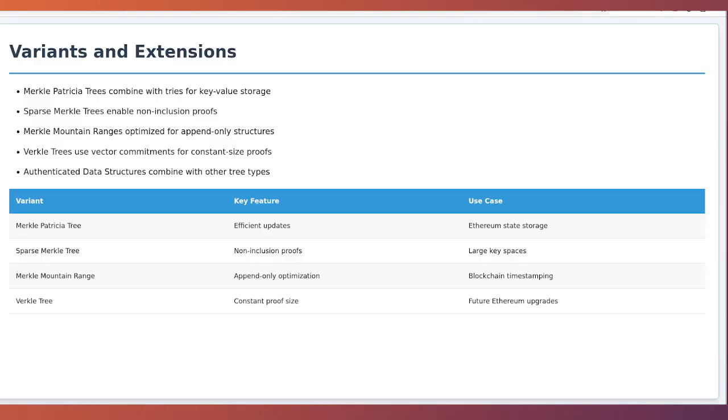Each variant trades off different properties. Standard Merkle trees are simple and widely understood. More complex variants offer benefits like smaller proofs, non-inclusion proofs, or efficient updates, but at the cost of increased complexity and sometimes weaker security assumptions.